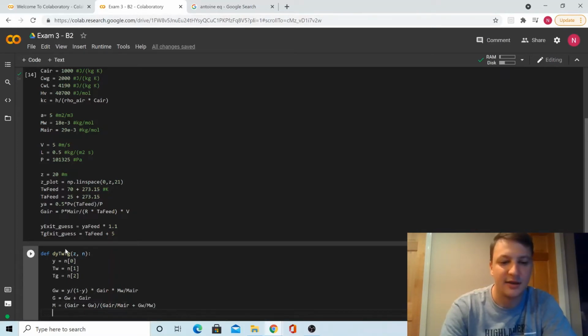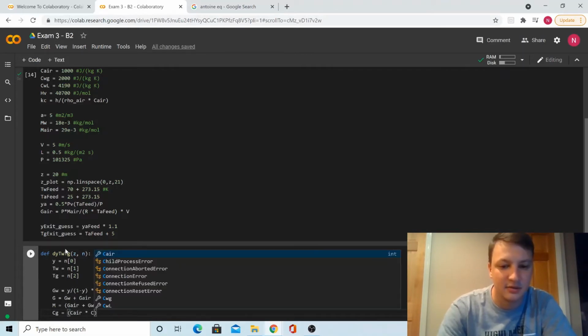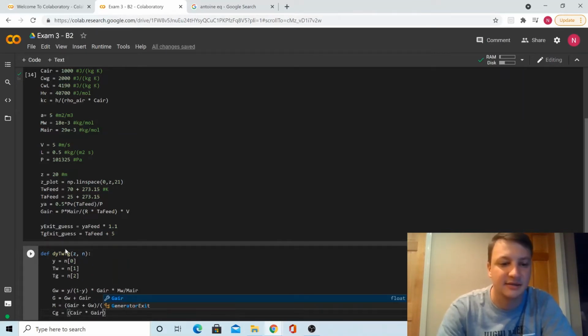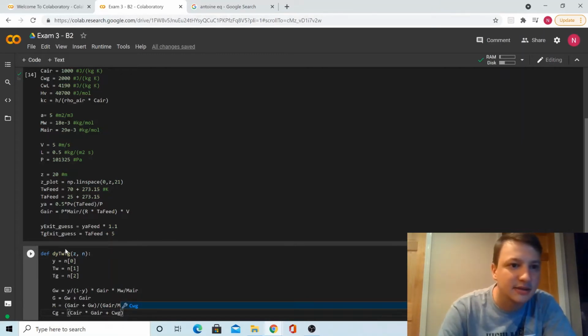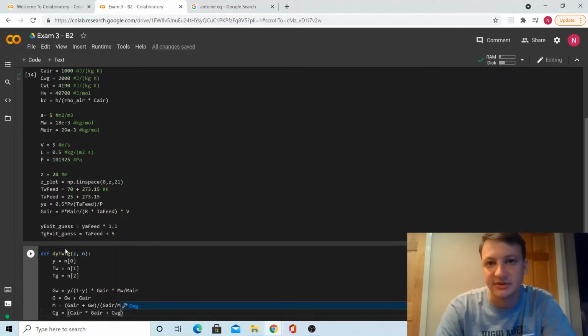And now after the average molecular weight, you have the specific heat of the gases, which is the specific heat of air times the mass flow rate of the air, which is then added to the specific heat of the water in gas form. That's how I wrote it. Yeah. Making sure the variables are the same.